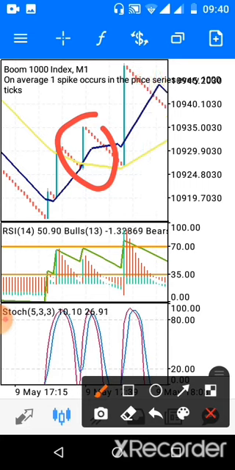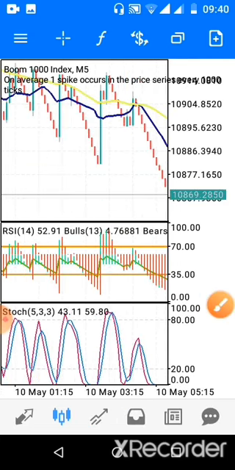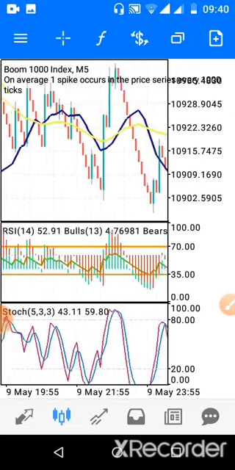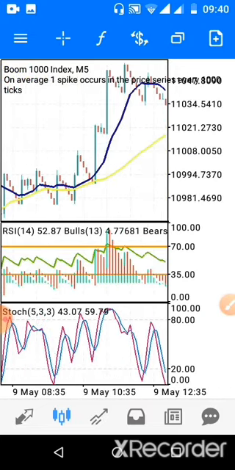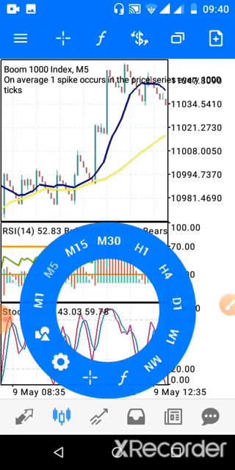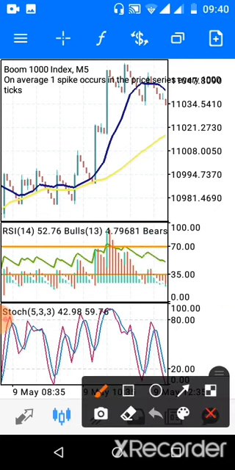Very powerful. And it can be used on the 1 minute or 5 minute time frame. The same thing happens on the 5 minute. All we have to do is obey the rules. Make sure we're in an uptrend for boom and in a downtrend for crash to catch the spikes. So as you can see, the same thing happened here on the 5-minute time frame.